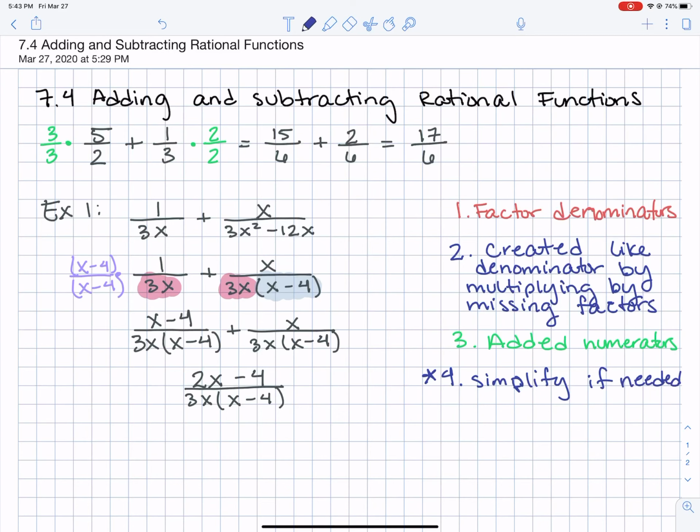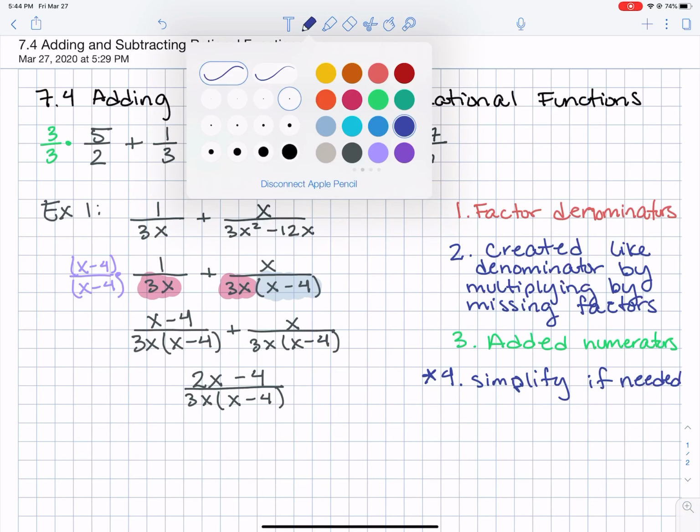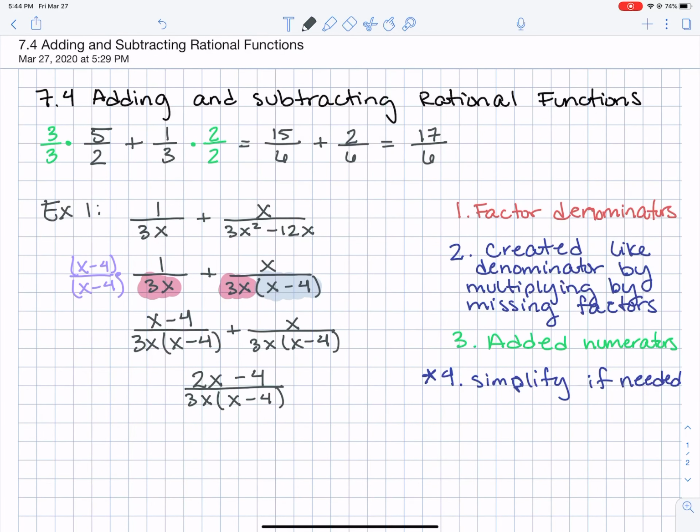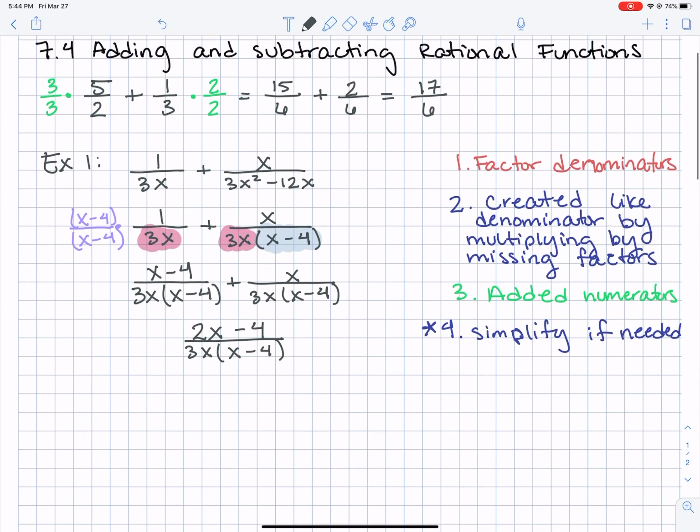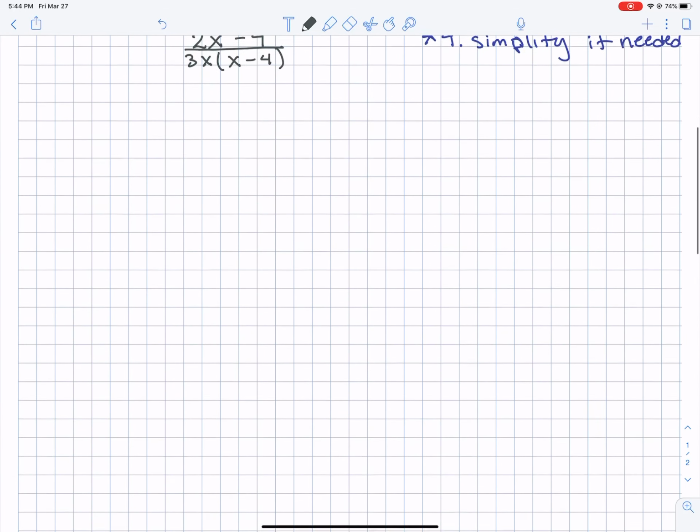In the example that we have right here, there's nothing that's going to cancel out. I could factor out a 2, however, that's not going to be helpful in canceling anything from the denominator or the numerator. So I'm going to move on to example 2 just so that we can see another one in action. I'm going to go a little bit faster, so once again, if you need to pause, feel free to.